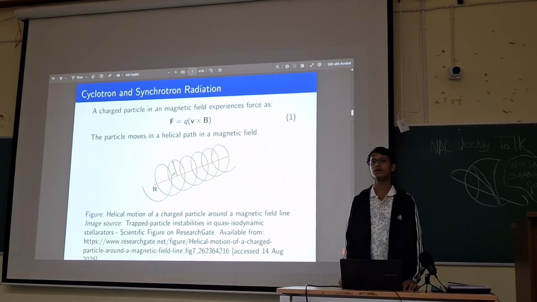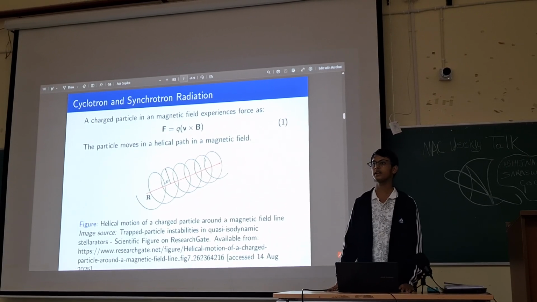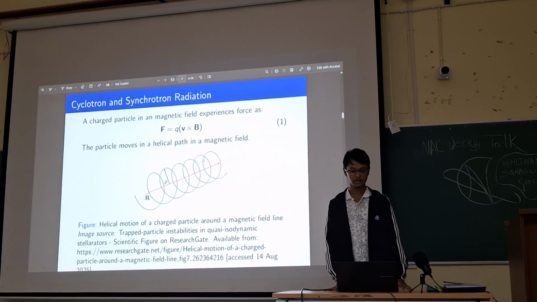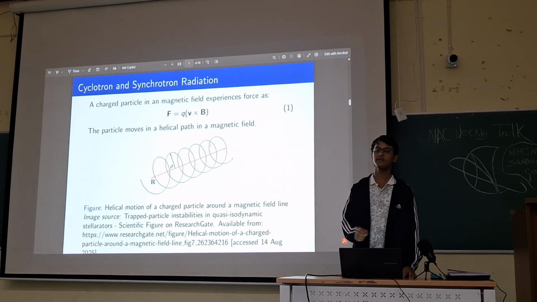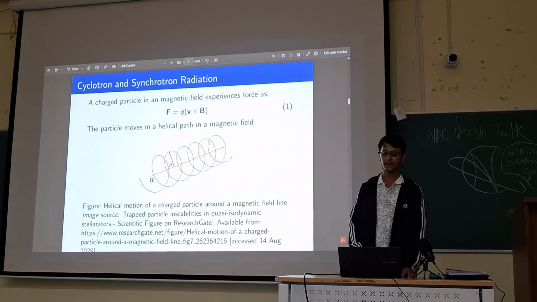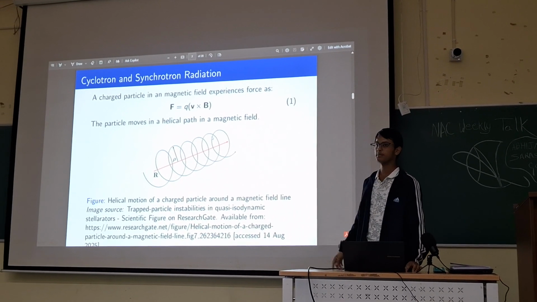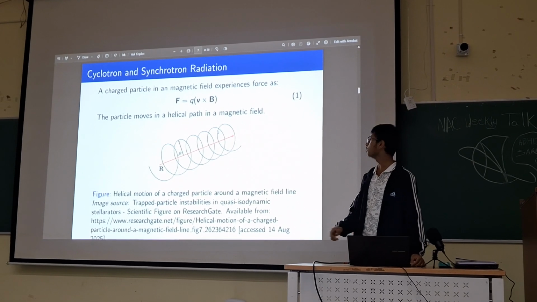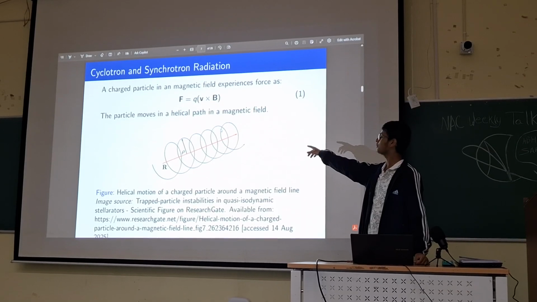Now we start with the main topic: what are cyclotron and synchrotron radiation. We all know that a charged particle moving in a magnetic field experiences a force, given by the expression in equation 1. Because of this force, the particle moves in a circular path, as you can see. The red arrow here represents the magnetic field.